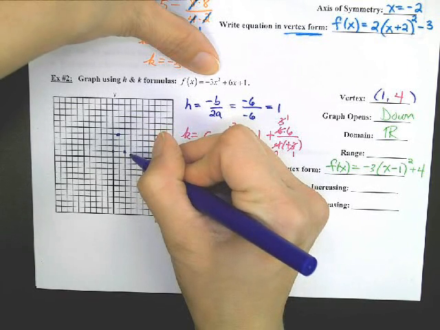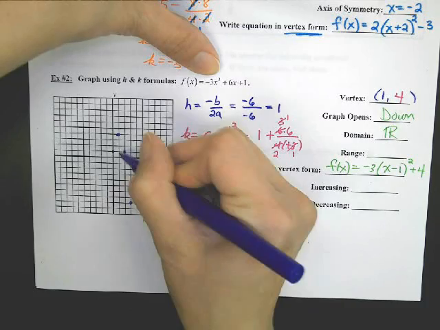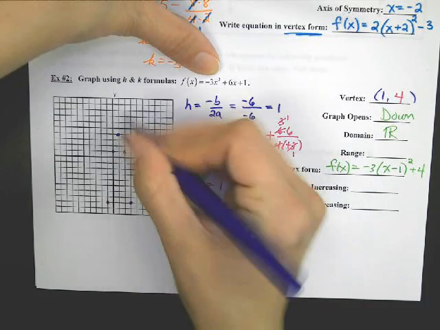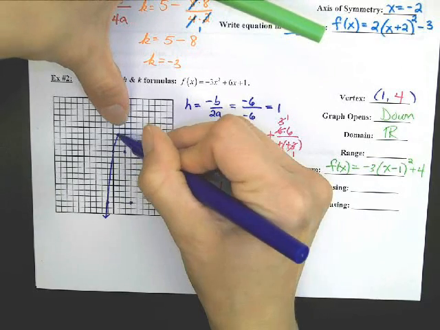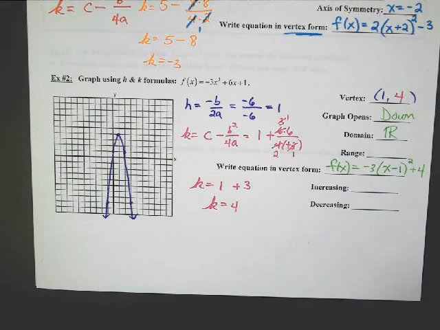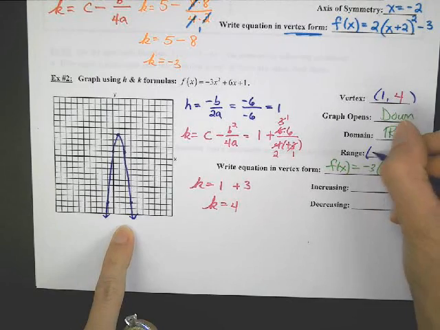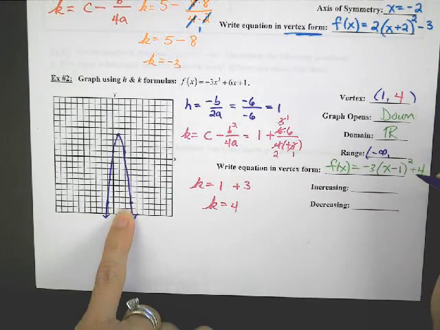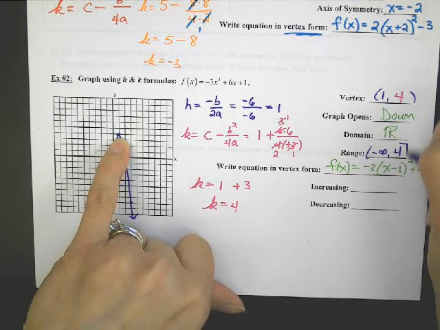Over 1 down 3 times 3 is 9. Over 1 down 9. Okay, so here's the parabola, not 1, 3, 5, but 3, 9, 15. Okay, so what is the range? Looking at this graph, it goes from as low as negative infinity all the way up to as high as 4. And it touches 4, so brackets.